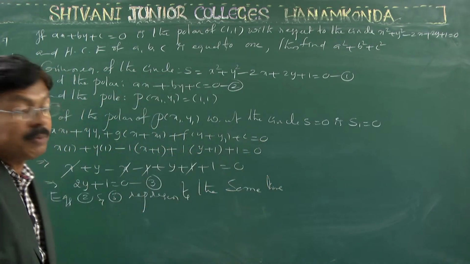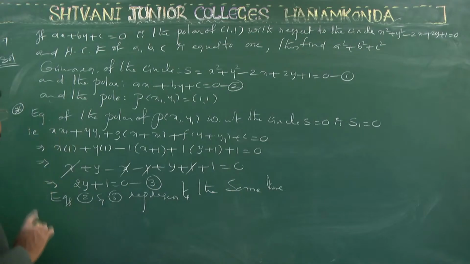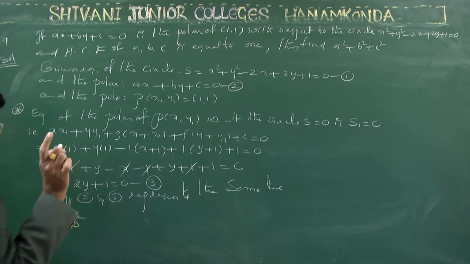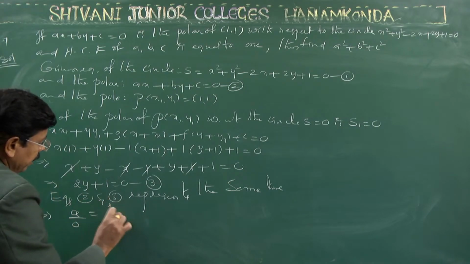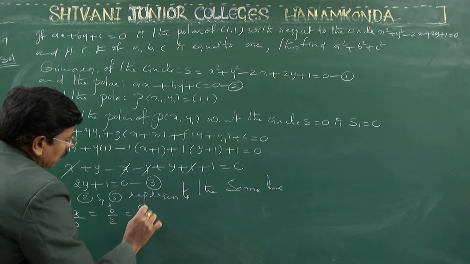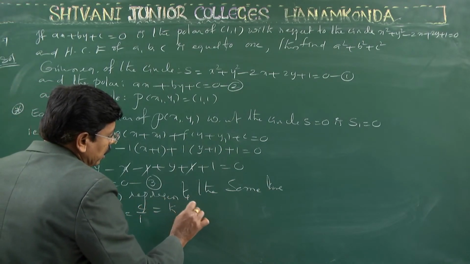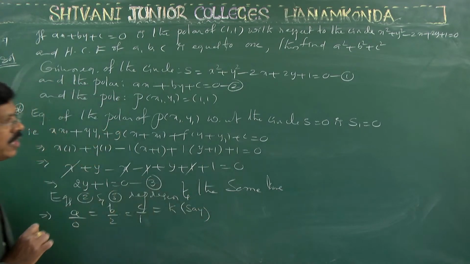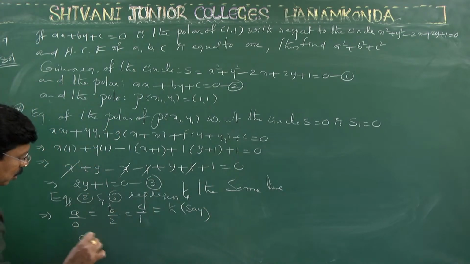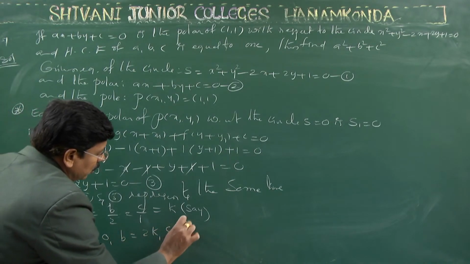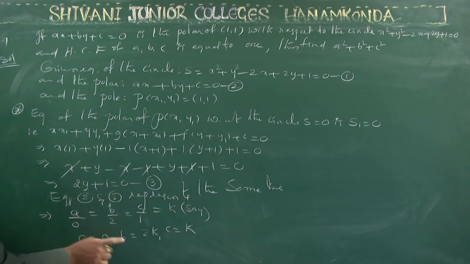You know very well, according to straight lines, what about the coefficient of x in equation 3: 0, b by 2, c by 1. Let us consider its ratio is k. So a is equal to 0, b is equal to 2k, c is equal to k.